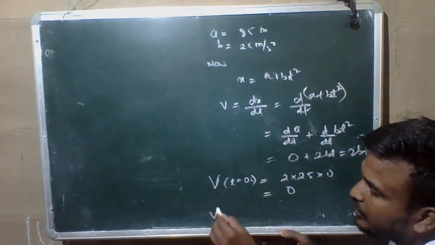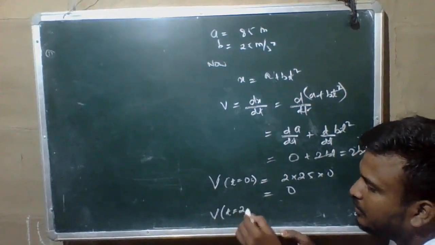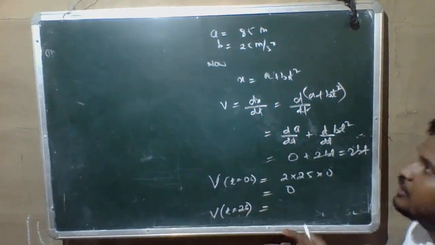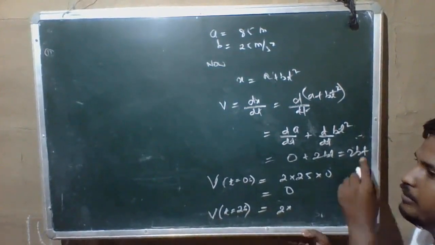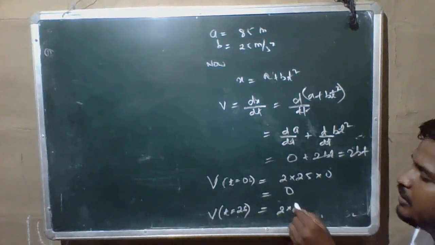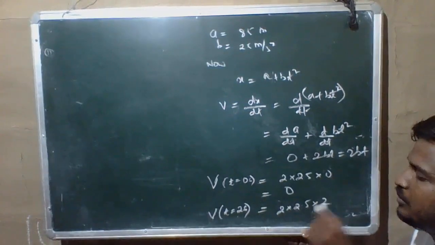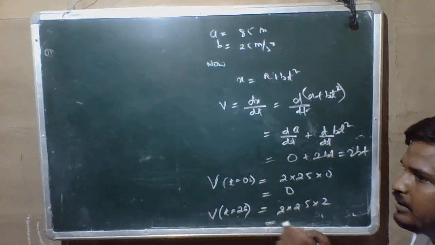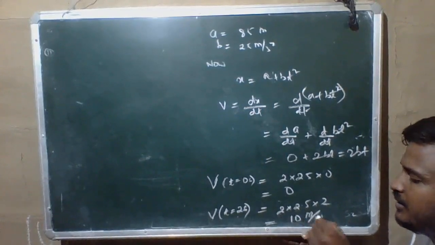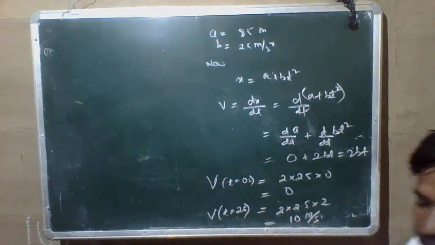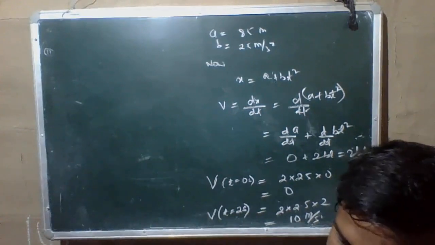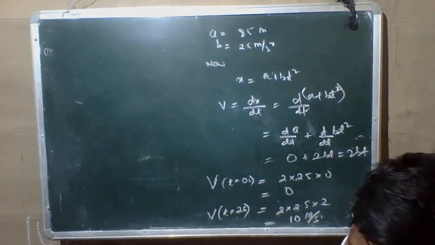Secondly, velocity at time t equal to 2 second. So when time t equal to 2 second, what will be the velocity? 2, value of b is nothing but 2.5, and time is nothing but 2. So 2 into 2 is 4, 4 into 2.5 will be nothing but 10 meter per second. 10 meter per second. So this is all about instantaneous velocity.